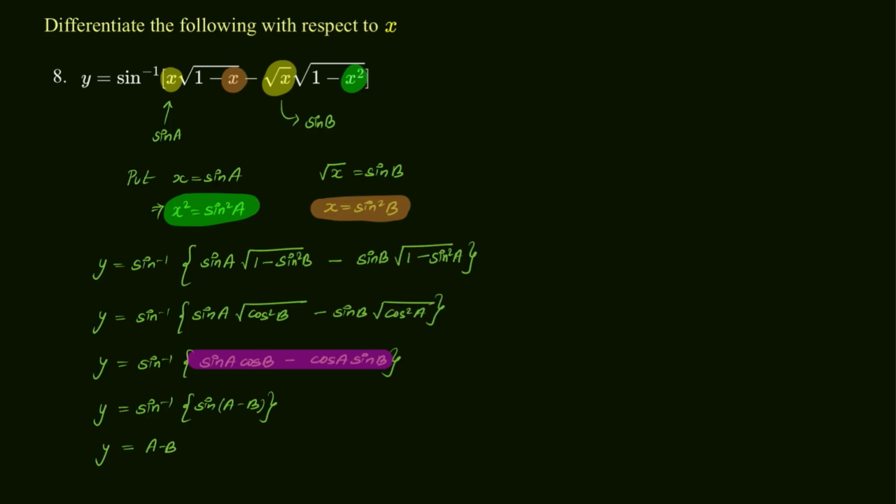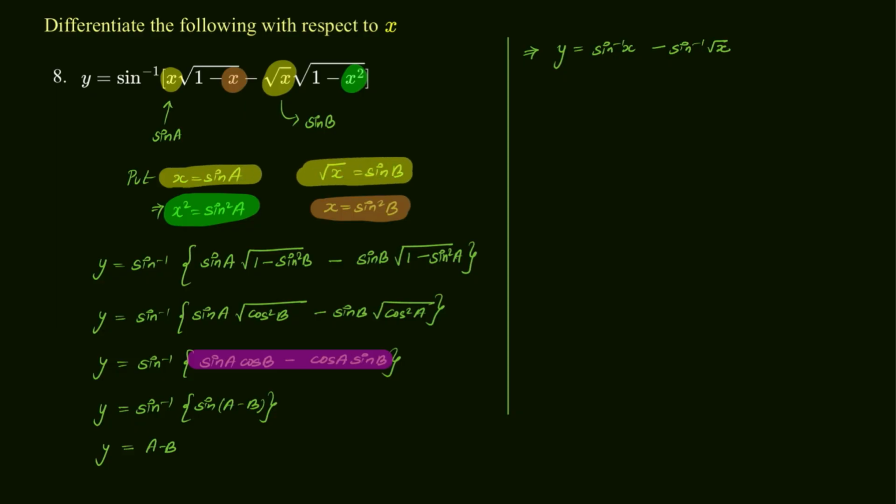Now let us put back the value of a and b. Since x equals sine a, a can be written as sine inverse of x, minus, since square root of x is sine b, b can be written as sine inverse of root x. So I did this from here, x equals sine a and root x equals sine b. Now let us differentiate both sides with respect to x.